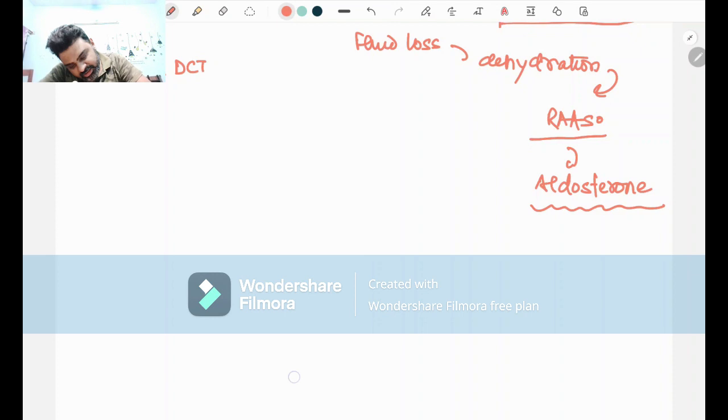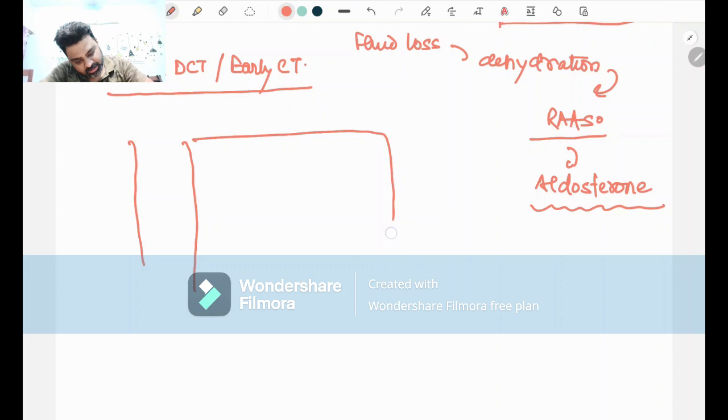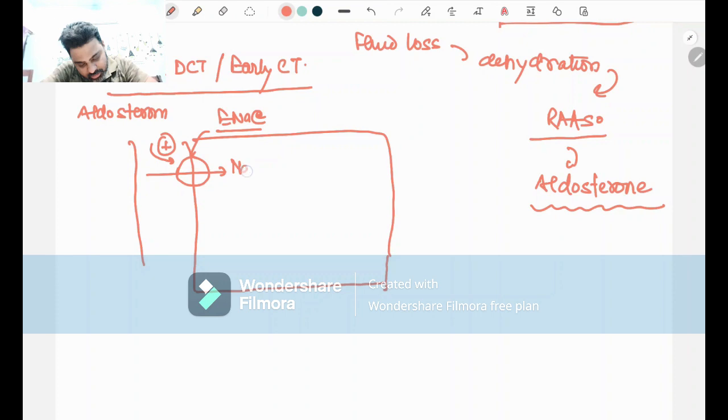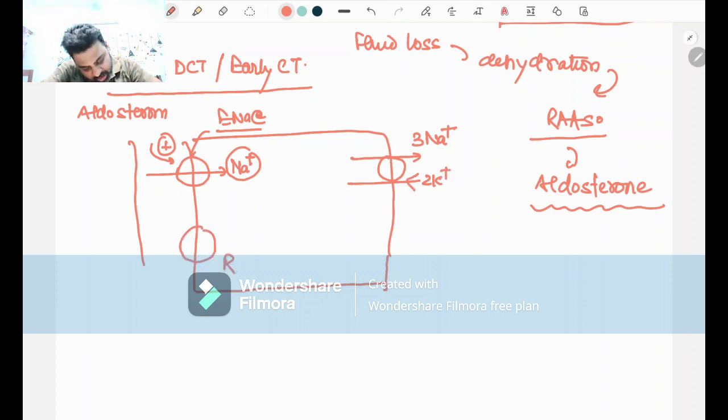Now, we will see the late DCT, that is distal convoluted tubule, or early CT, that is collecting tubule. If this is the lumen and this is the cell, what we see here is a very important channel whose name is ENaC, that is epithelial sodium channel. Aldosterone acts on it and increases sodium absorption, and at this area there is a sodium potassium ATPase which secretes 3Na plus outside and 2K plus inside. And here we have ROMK, that is renal outer medullary potassium channel.